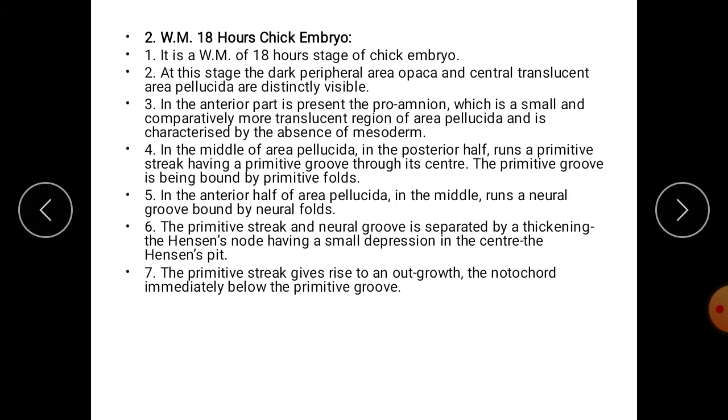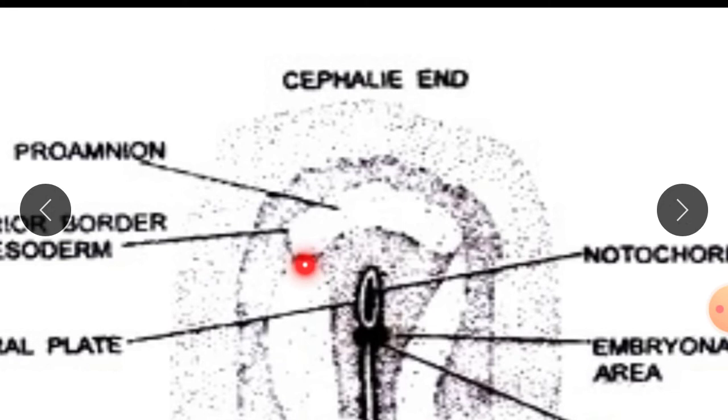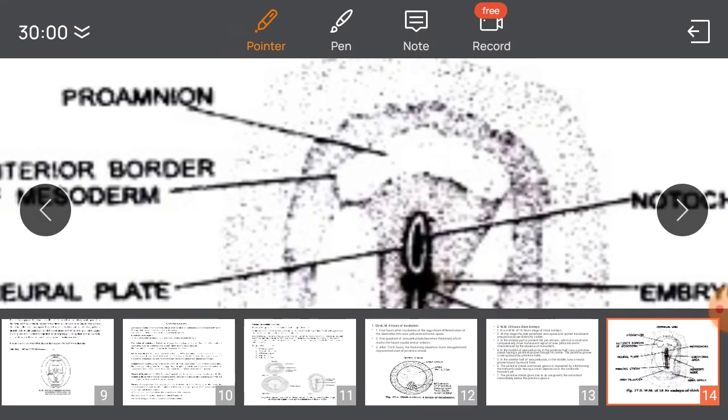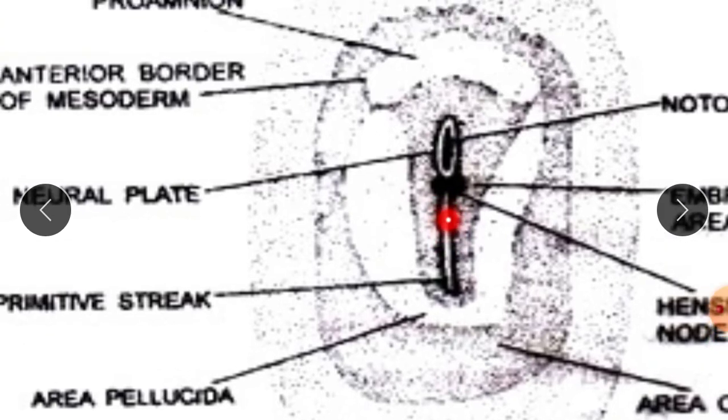So now let us discuss the 18 hours chick embryo. It is a whole mount of the 18 hours stage of chick embryo. At this stage, the dark peripheral area opaca and the central translucent area pellucida are distinctly visible. Can you see it? So this is area pellucida and this is area opaca. This is primitive streak, and this part is primitive pit. Below this Hensen's node is there. From Hensen's node anteriorly, the notochord and nerve cord start to develop.